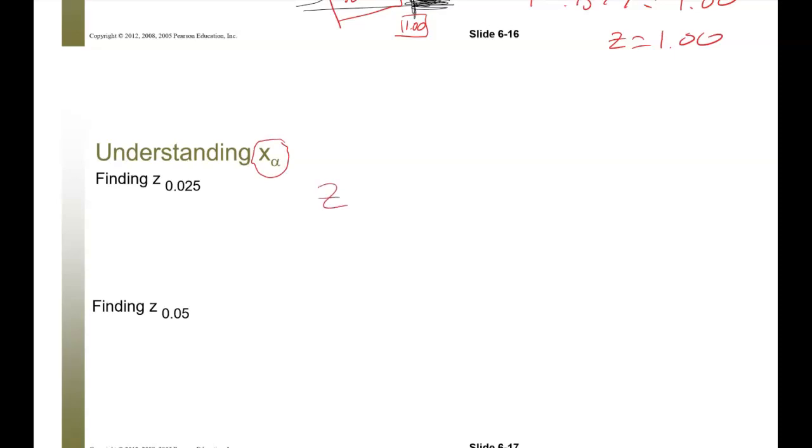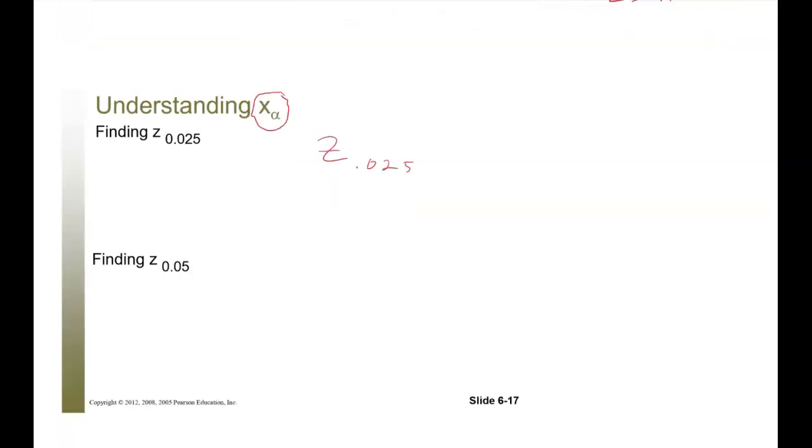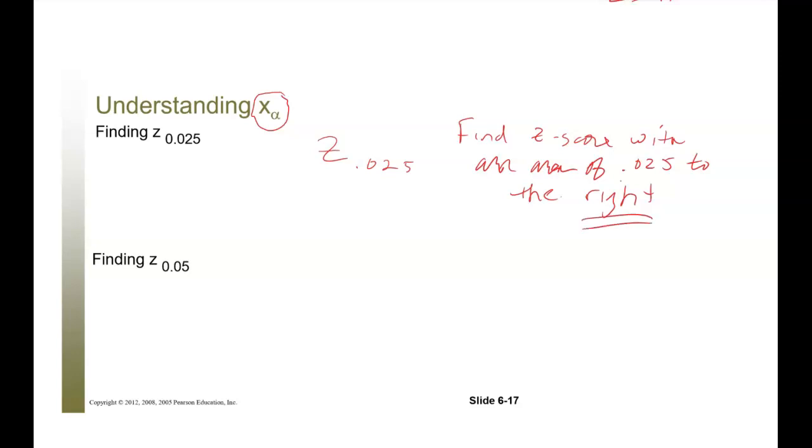There is some special notation that you'll start to see later on in the course. If I have a z of 0.025, this is just a special notation that means find the z-score with an area of 0.025 to the right. Sorry about that. Okay, that is a special notation for to the right.